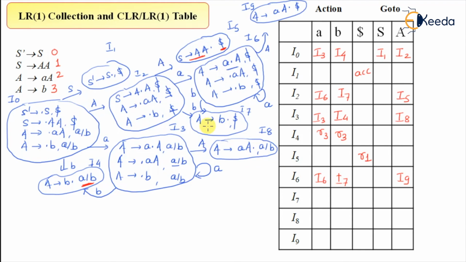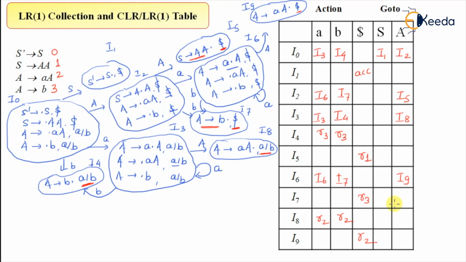I7, A derives B dot, follow symbol is dollar, production number is 3, so for I7 I will write R3 in the dollar column. I8 is small a capital A dot, follow symbol is A or B, production number is 2, so I will write R2 in the A and B columns. I9, A derives small a capital A dot, followed by dollar, so in the dollar column I am going to write R2.